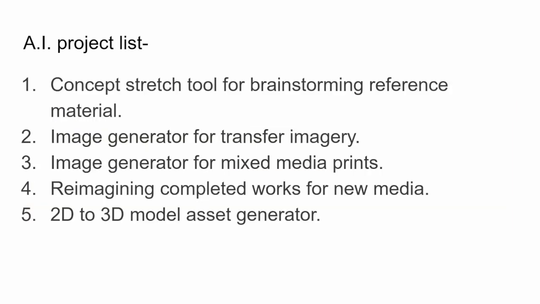This is a project list of just examples of how we'll use AI toward our projects. One way is to use it as a concept stretch tool for brainstorming reference material. We can have AI generate imagery that will sit alongside our original concepts. We can also use it as an image generator for transfer imagery. We can use it as an image generator for mixed media prints, or reimagining completed works from new media. We can also use it as a 2D and 3D model asset generator.